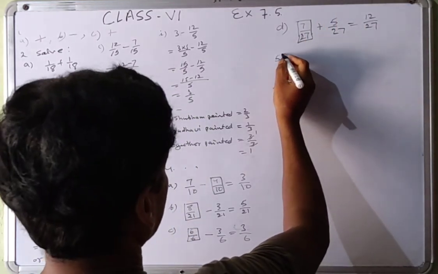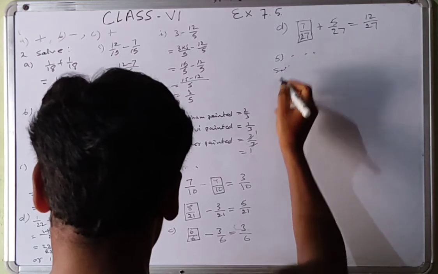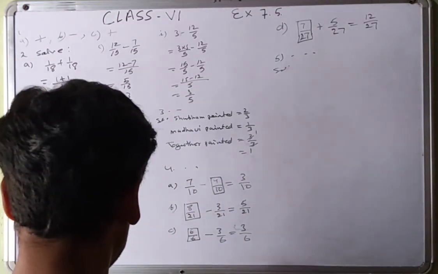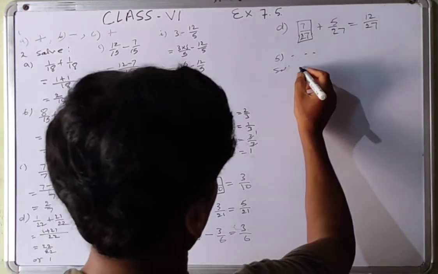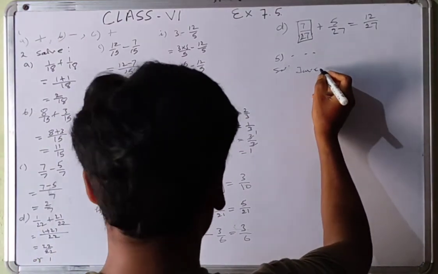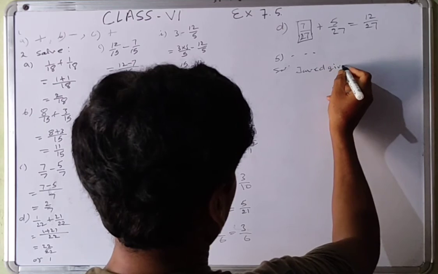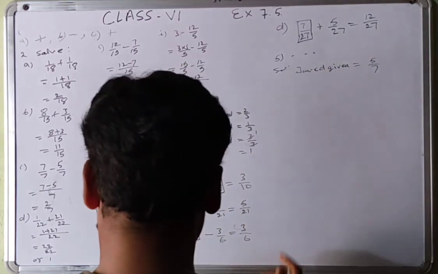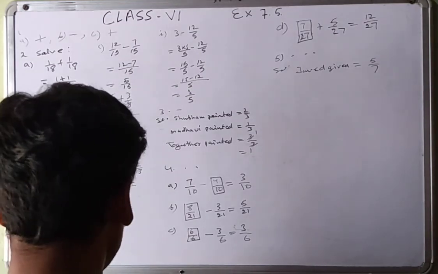Question number 5. Solution. Javed was given, so Javed given is equal to 5 upon 7. And then, what fraction of the orange is left in the bucket?